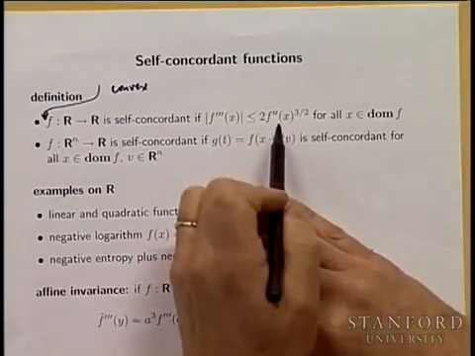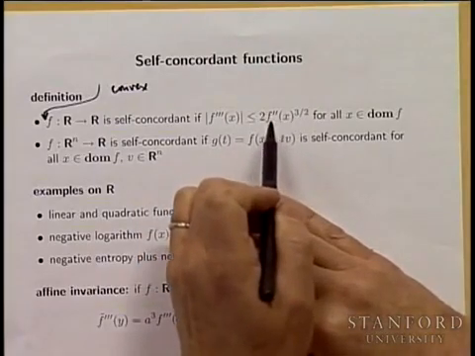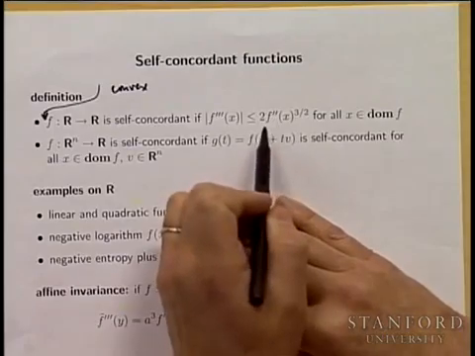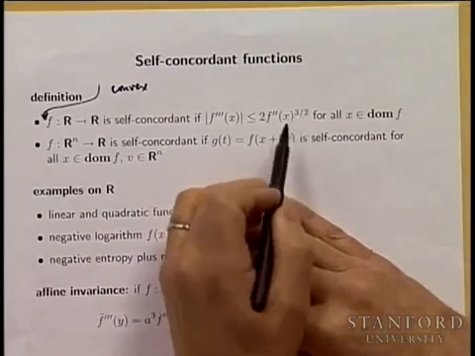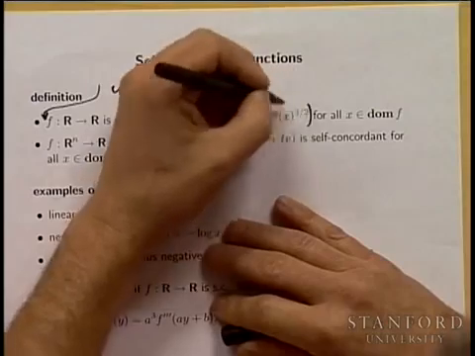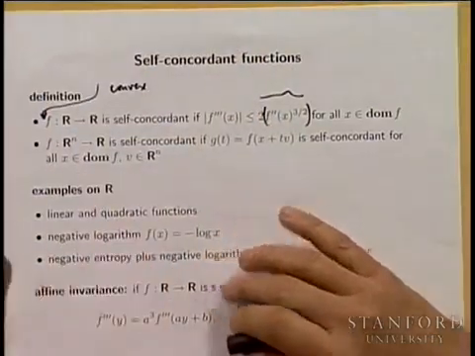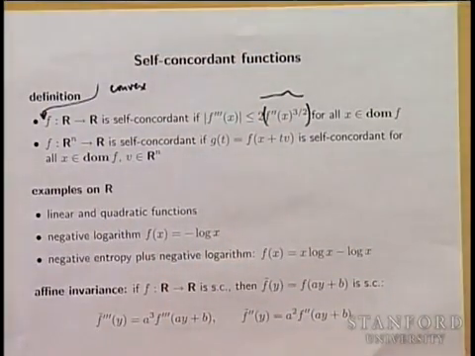The 3/2 power doesn't make any sense at all if it's negative. I mean, unless you're in a complex analysis class, right? So for the 3/2 power, for this even to make sense, you have to have f double prime non-negative, which means it's convex.